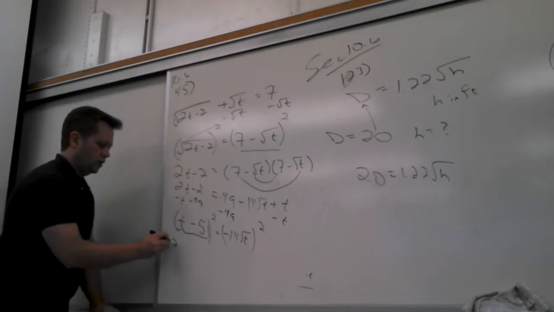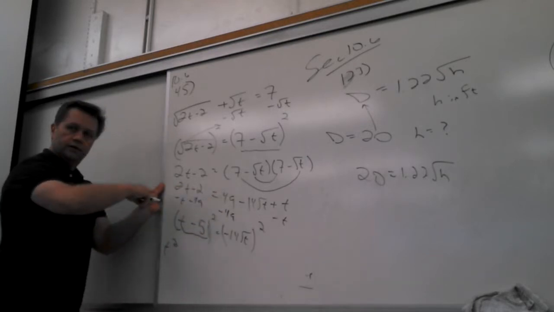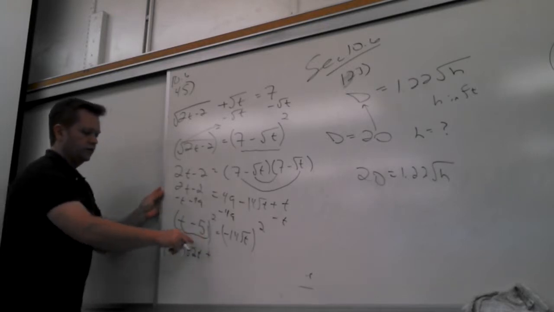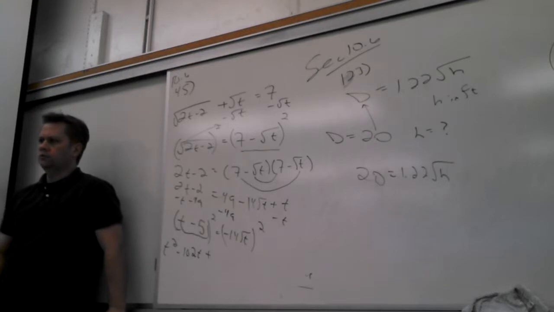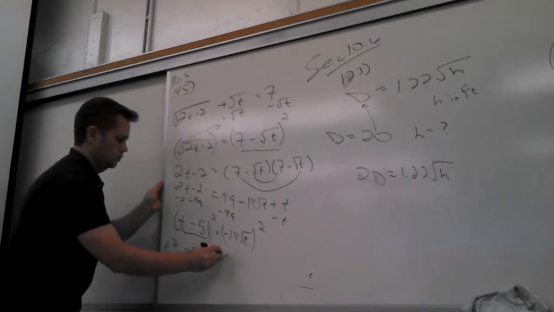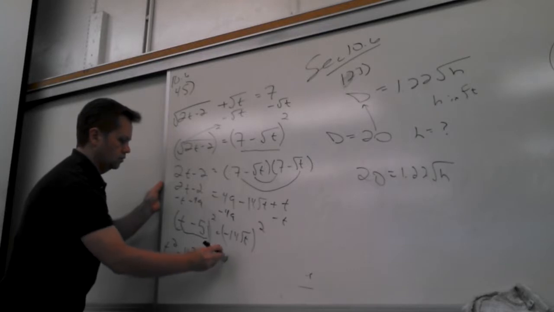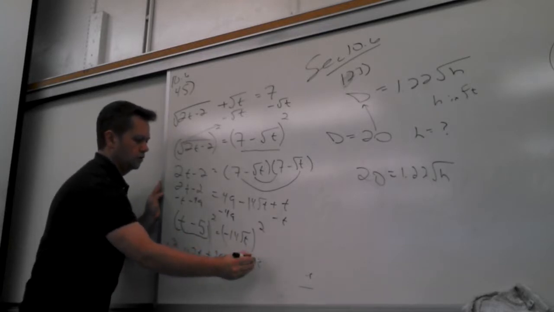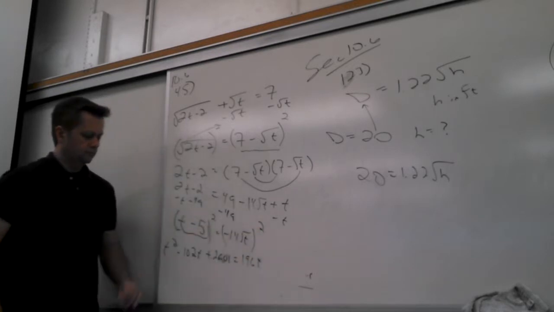So you get t squared minus 51t minus another 51t, that's 102t, plus 51 times 51, 2,601. Equals 196t. Square that, square that.